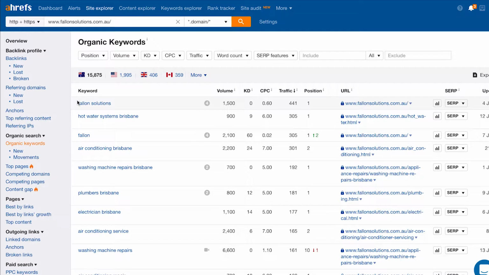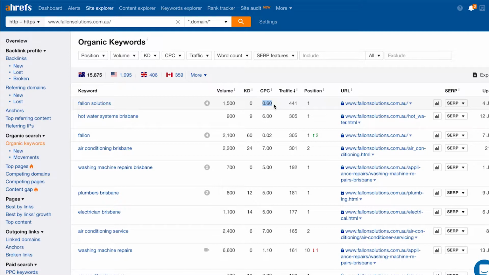We can see that their highest referring keyword is their brand name, so Fallon Solutions. It has a volume of 1500. The KD is the keyword difficulty. So Ahrefs, this is an Ahrefs metric. They're saying that the difficulty is 0. That's probably because there aren't too many people trying to rank for Fallon Solutions, and that would be pretty accurate.